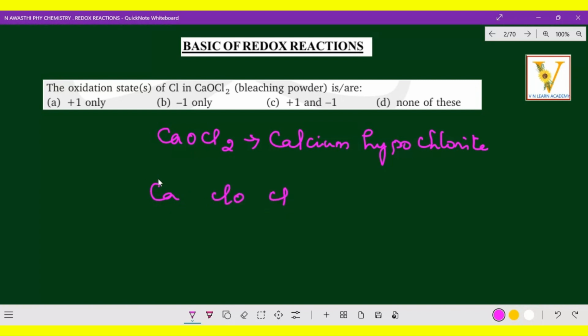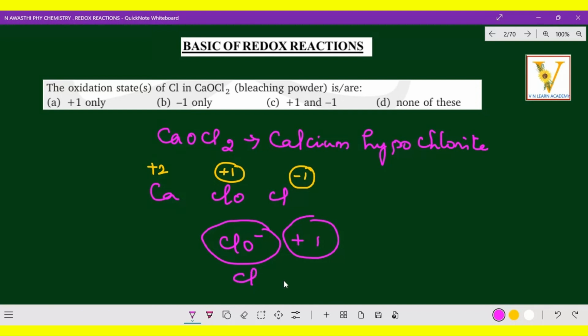In CaClO and Cl, calcium has oxidation state +2 because it belongs to the second group, S block elements. Here the hypochlorite chlorine is in +1 oxidation state, whereas the other Cl is in -1 oxidation state. Now, what is the correct option? You yourself will answer. One chlorine atom in ClO minus has +1 oxidation state, and the other Cl has -1 oxidation state. So option C is the correct option, +1 and -1. I hope you got the clarity. Come on, let's find another question.